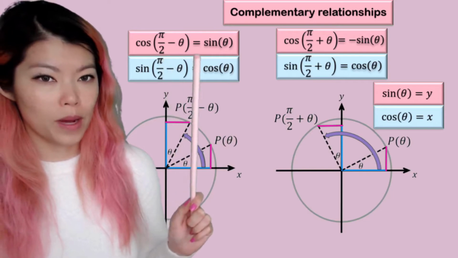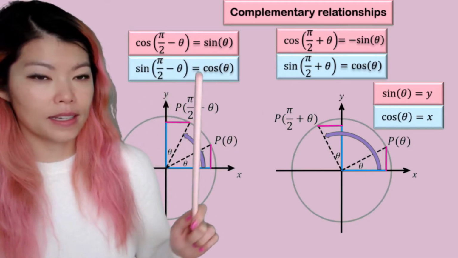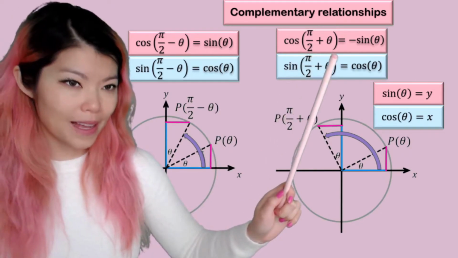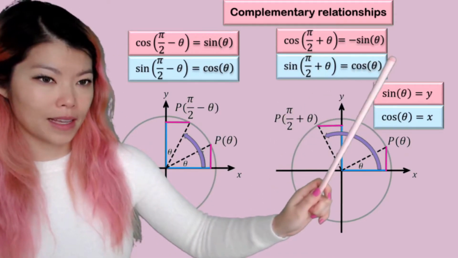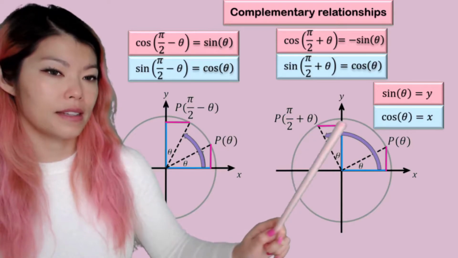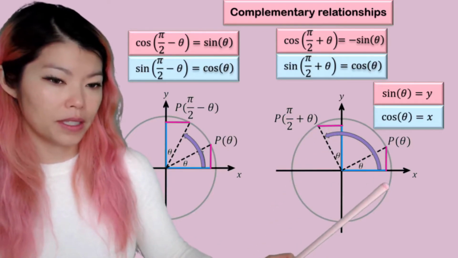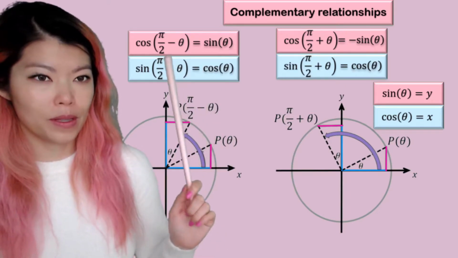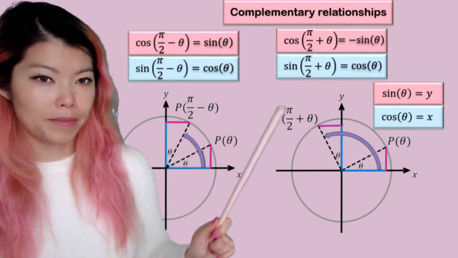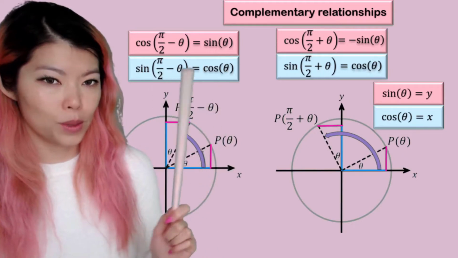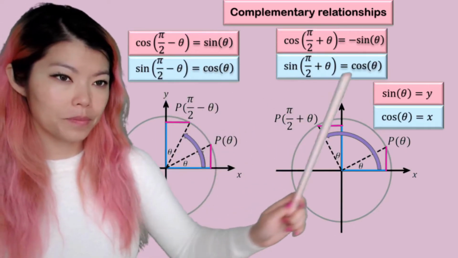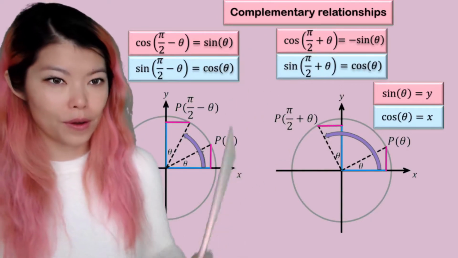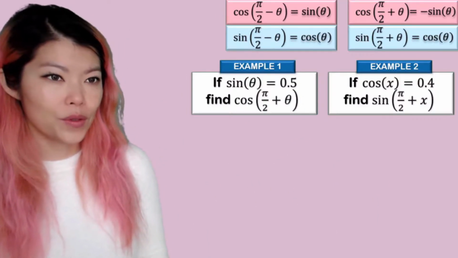Cos(pi/2 minus theta) and sine(pi/2 minus theta) are the same as the sine and the cos, but cos(pi/2 + theta) is equal to minus sine theta. And we saw that because cos here is negative and sine here is positive. So it's not very hard to remember. Remember, complementary means 90 degrees minus, or pi/2 minus or plus. And now we have a negative to be careful of. So let's do some examples.